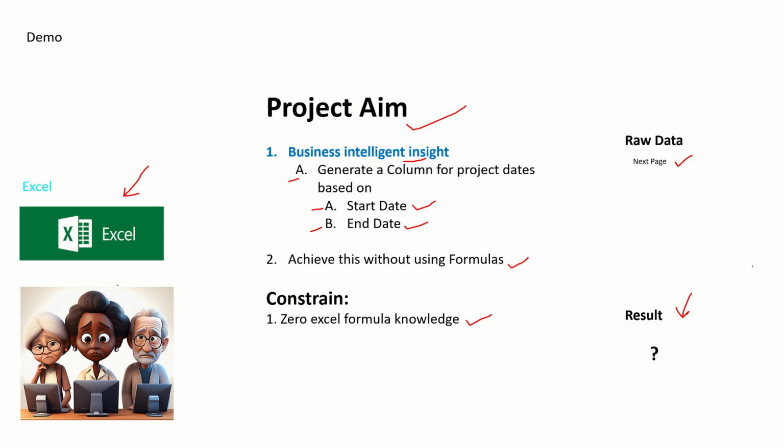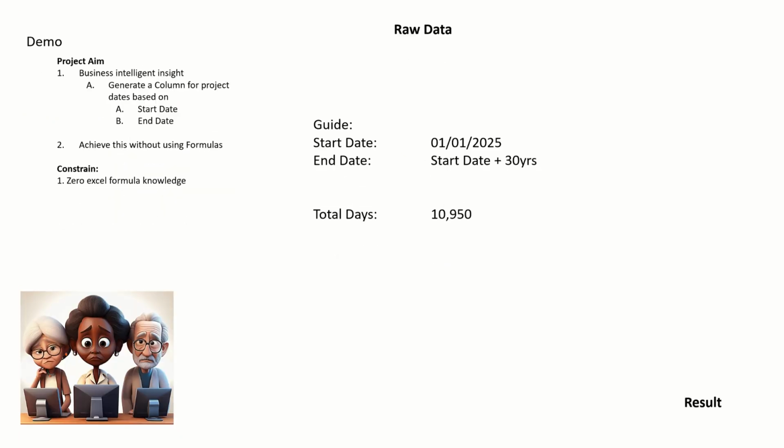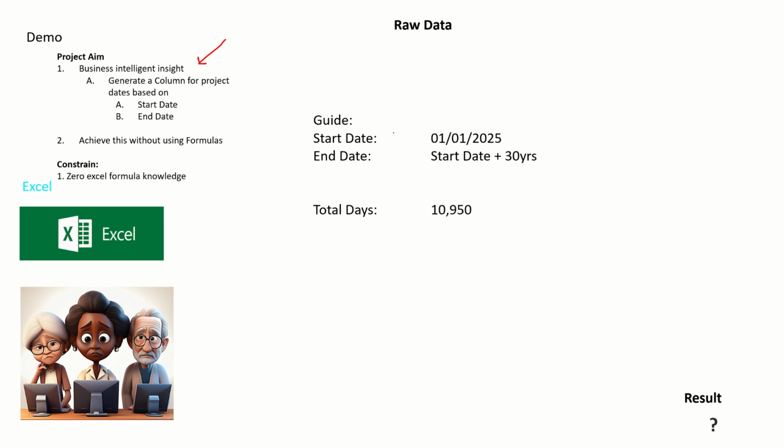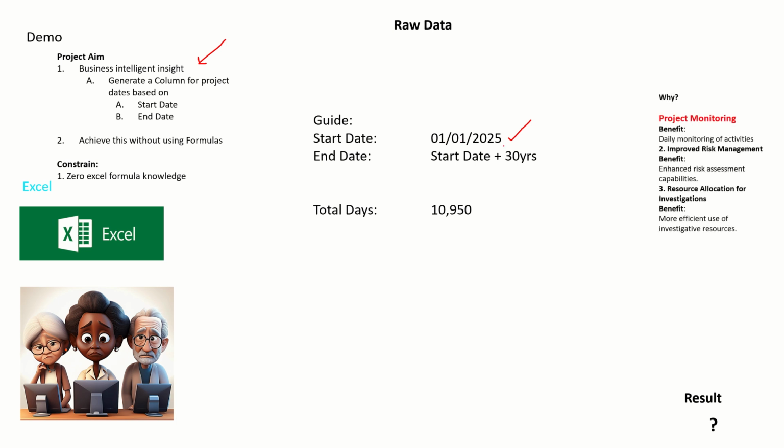So looking at what we have here, if we look at the next bit where we have deeper insight of what they want, on the left hand side is still the project aim I just explained. In the middle is the raw data that we have, we just have the guide here. The first guide, as you can see, they want us to start from 1st 2025, and they want the end date to be start date plus 30 years. That will be really quite a long date range we need to generate. So the total days they're expecting is going to be this.